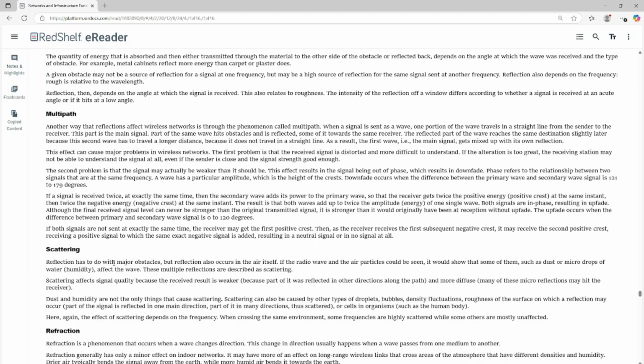Scattering. Reflection has to do with metal obstacles, but reflection also occurs in the air itself. That's what is called scattering. So when a signal is reflected due to metal obstacles, it's also impacted by the air itself.